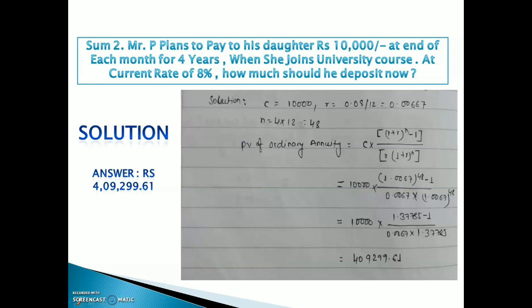In this chapter we have solved two problems. In the next chapter we will see some classic examples on annuities.